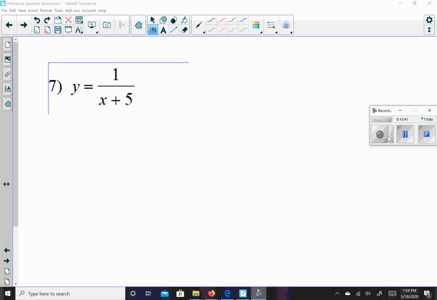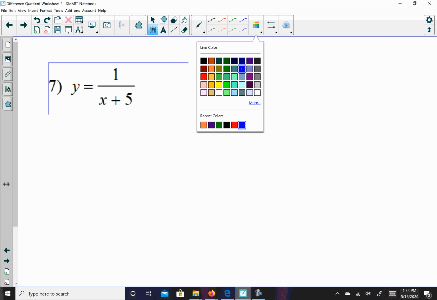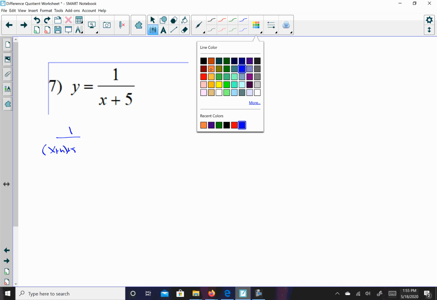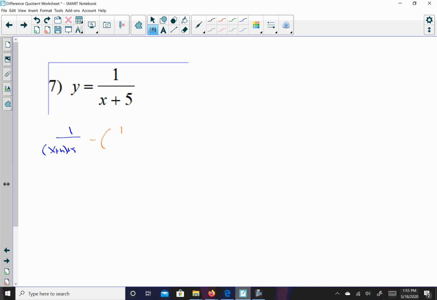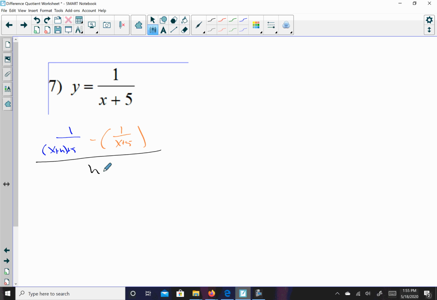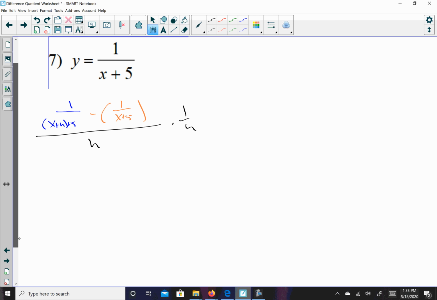Okay, and our last problem is exactly like this problem that we just did. So I am going to put x plus h in at first. So I'm going to have 1 over x plus h plus 5, and you can start with that within parentheses if you want, minus the function, which is 1 over x plus 5, and this whole thing is over h. And you can leave it over h, or you can multiply by 1 over h. Whatever you do that makes you happy, that's what you can do.